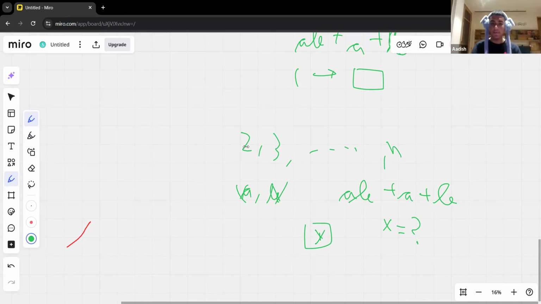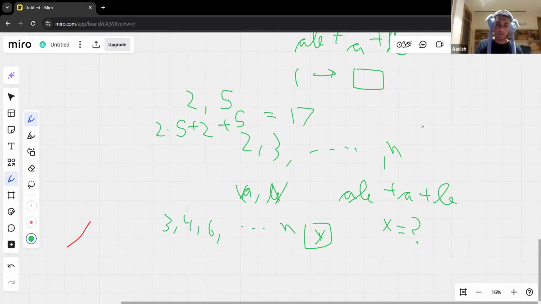Okay. You have the numbers 2, 3, 4, 5, 6, all the way up to n written on the board. In a move, you take two numbers. Say you pick 2 and 5. You erase 2 and 5 and you replace it by 2 times 5 plus 2 plus 5, so 17. First you had 2 to n. Now you have 3, 4, 6, all the way up to n. You have removed 2 and 5 and you have added 17. You keep doing this until there's a single number left on the board. What can that single number be?